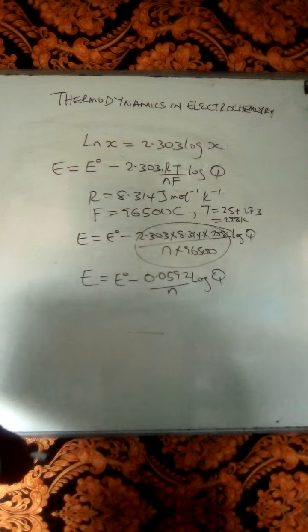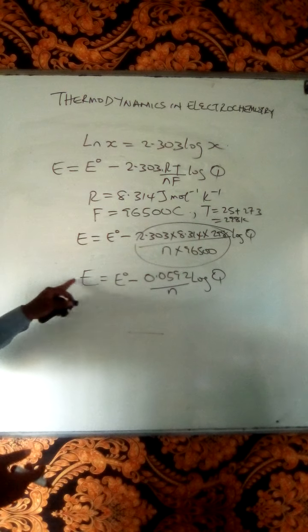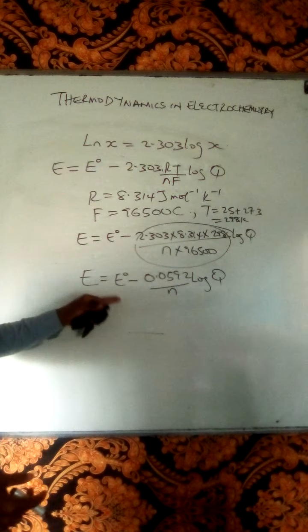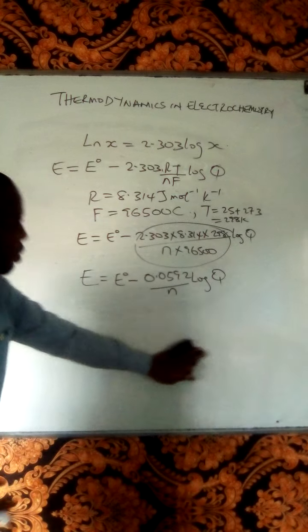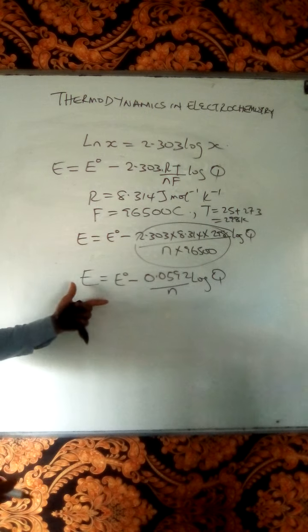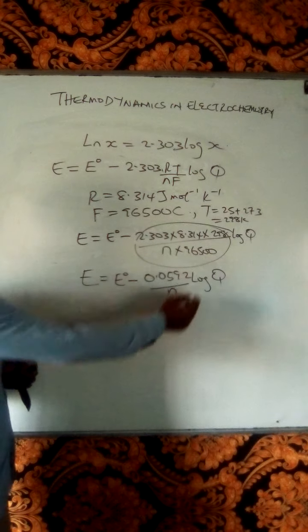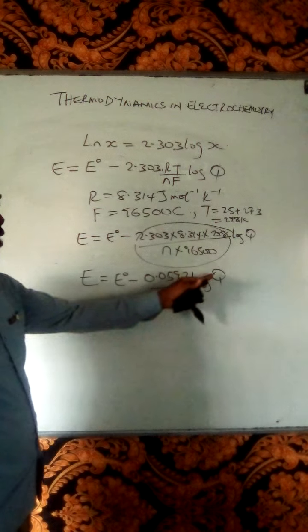So this is the Nernst equation, which is derived from the laws of thermodynamics. Then what does this Q represent? As we said, Q represents the activity coefficient.